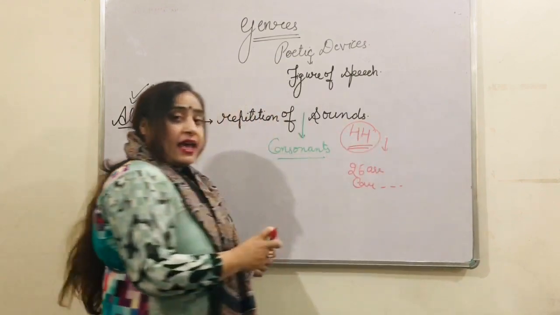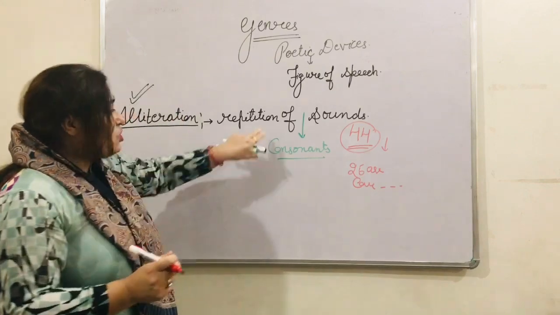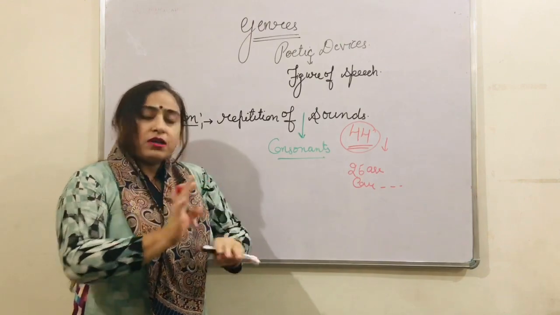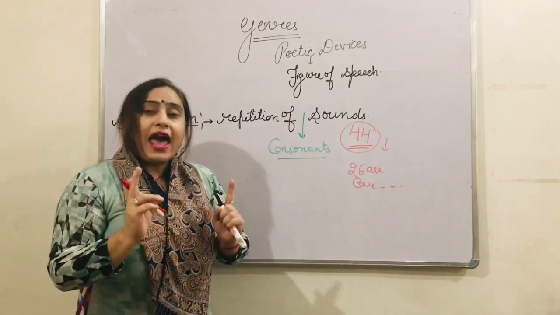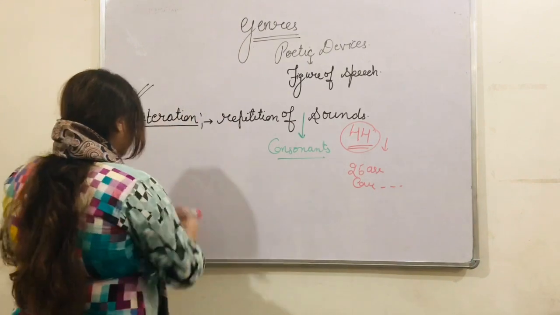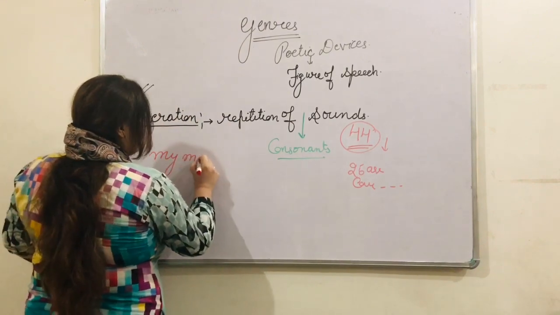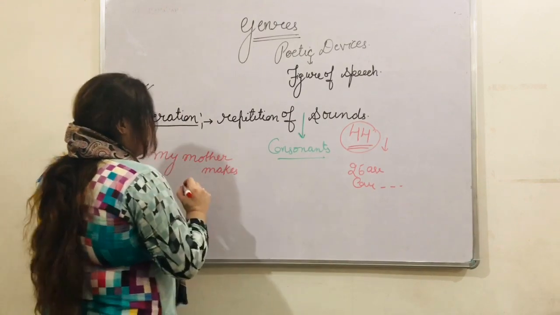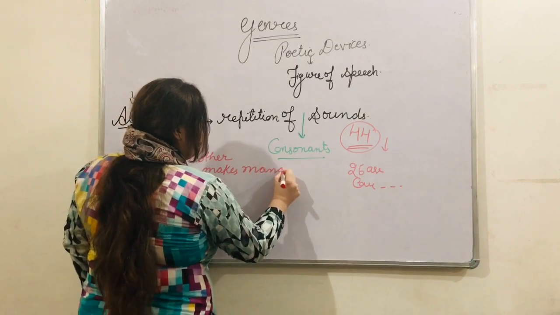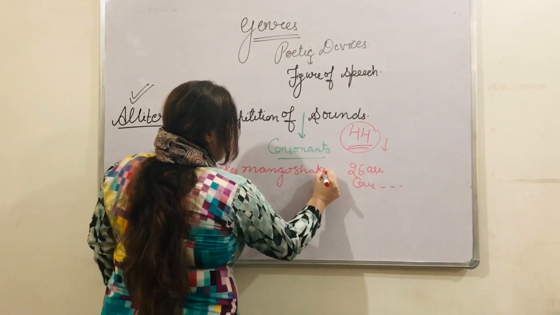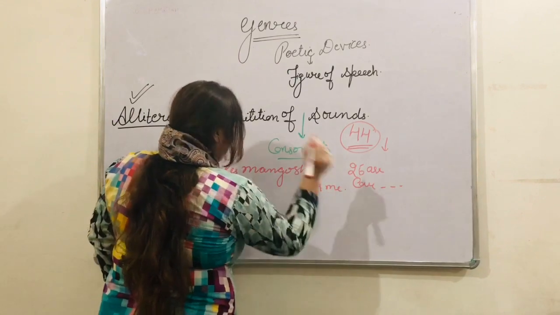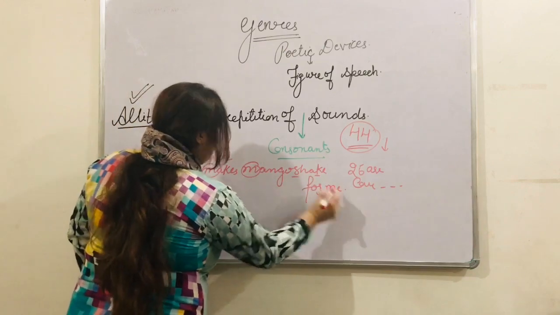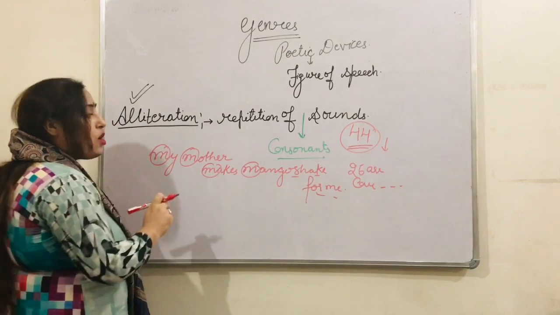Alright guys, do you understand this? So repetition of consonant sounds is called alliteration. A repetition of vowel sounds is not called alliteration, that is called assonance. So I will give you an example: my mother makes mango shake for me. Alright guys, in this, M is repeated, that is called alliteration. As we all know, M is a consonant sound.